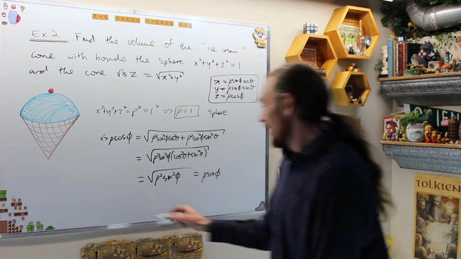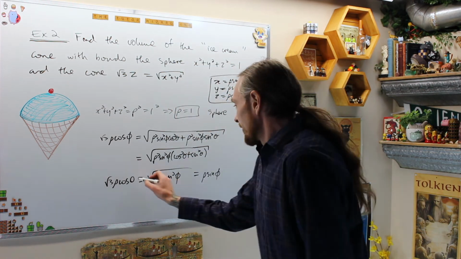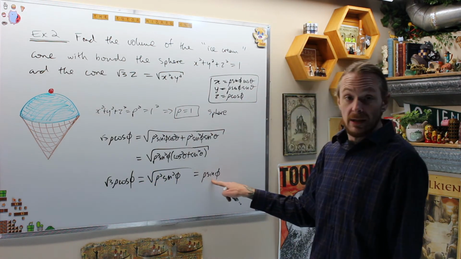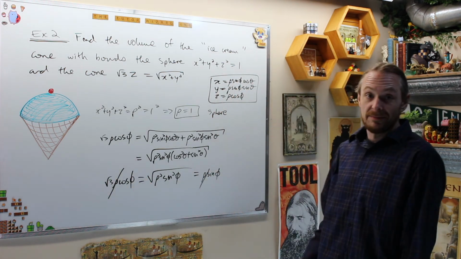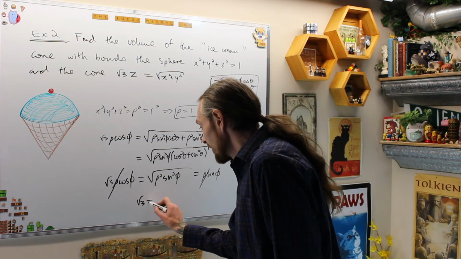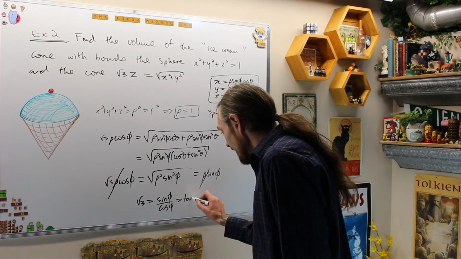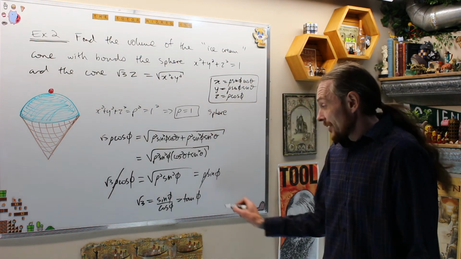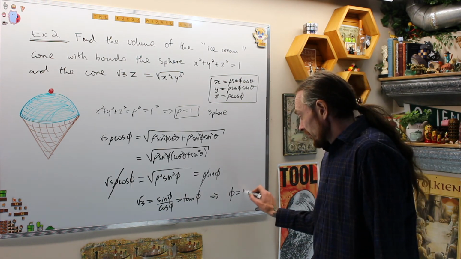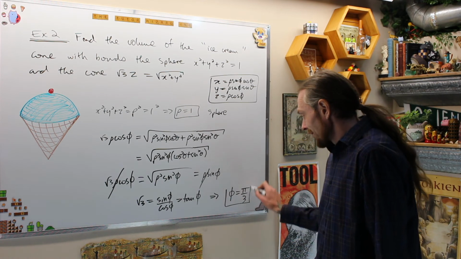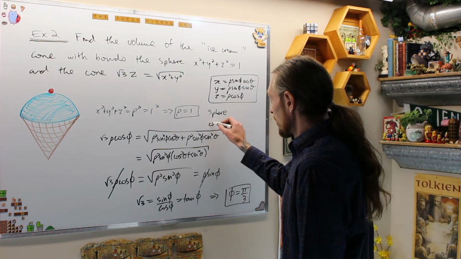Now that simplifies. That tells me that root 3 rho cos phi equals rho sine phi. So I can cancel rho first of all, and it's non-zero. And then I get root 3 is equal to sine phi over cos phi, which is tan of phi. And that is going to tell me that my equation is phi is equal to pi over 3. That's the equation of the cone.